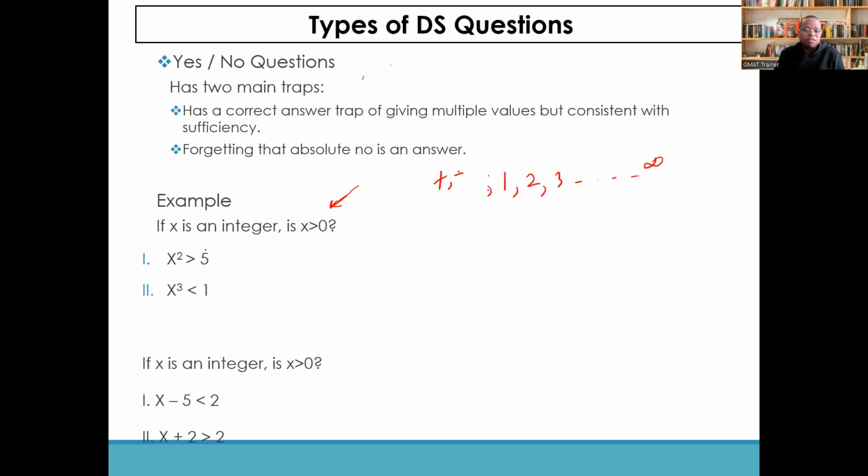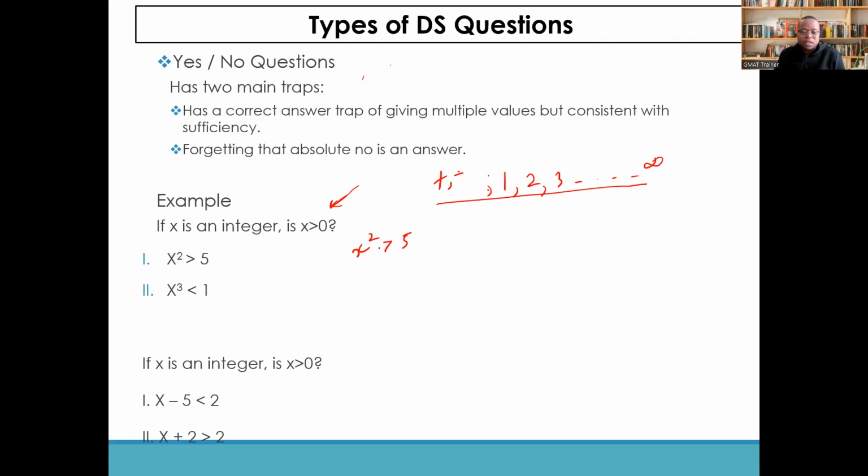So in this example, if x is an integer, is x greater than 0? We've seen that as our question and we've broken it down, so now we know what we're looking for. What are we looking at next? The first statement says that x squared is greater than 5. So x squared greater than 5.